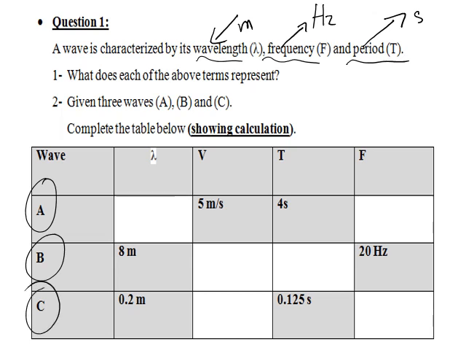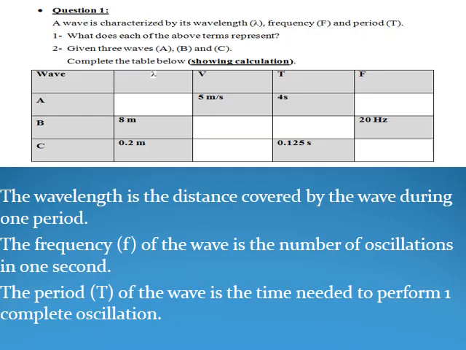What is the wavelength? Wavelength is known to be the distance that is covered by the wave in one period. This is the wavelength. The frequency of the wave is the number of oscillations performed during 1 second, and the period T of the wave is the time needed to perform one complete vibration or one complete oscillation. So to start with, this is the wavelength.